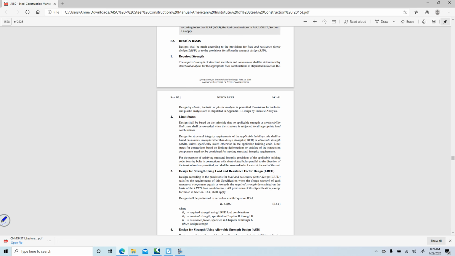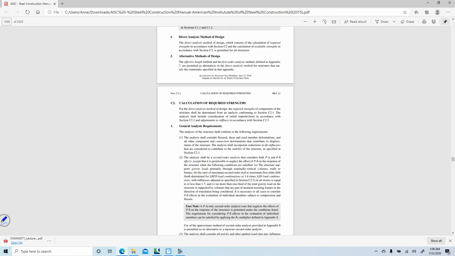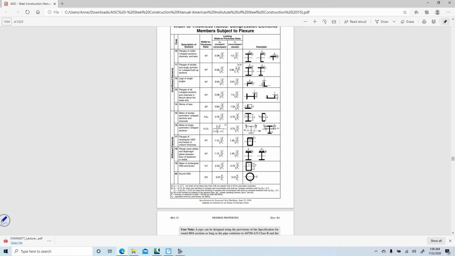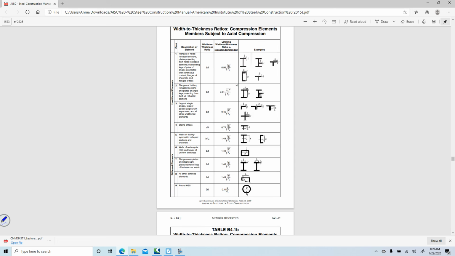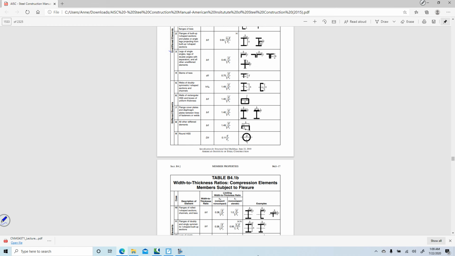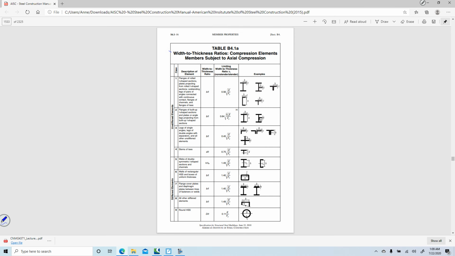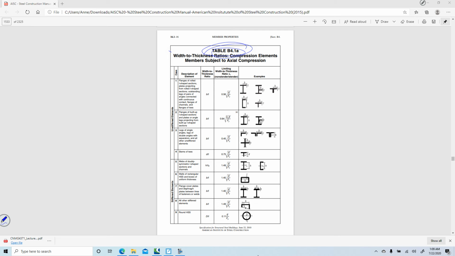If you go look at the manual, you want to make sure, and there are some different tables. We want Table B4.1a because it says axial compression. If you look at the next page, B4.1b, that one is about flexure. So don't look at that one. Look at B4.1a because we're talking about things that are in compression.